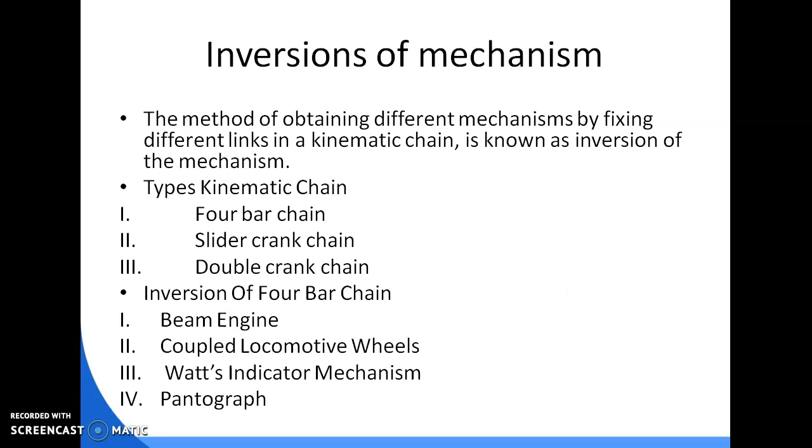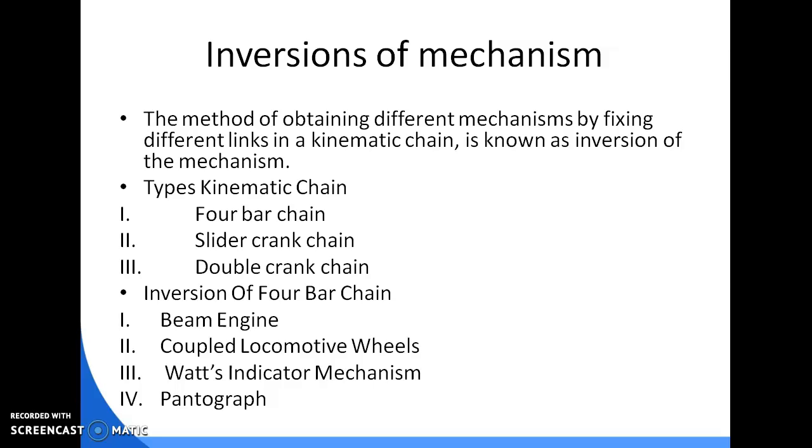Next we will see the inversion of mechanisms. First we will discuss what we mean by inversion. Inversion means the method of obtaining different mechanisms by fixing different links in a kinematic chain is known as inversion of the mechanism. Suppose the number of links in a mechanism is 4, then a maximum of 4 inversions can be possible by fixing one link at a time.